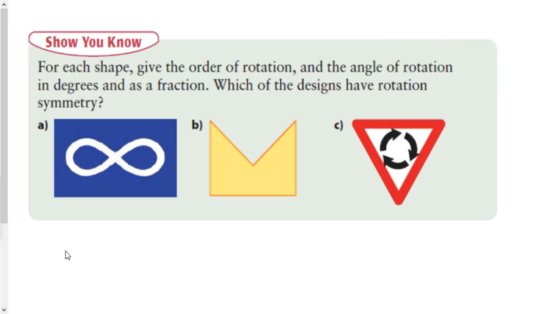Okay, we're starting section 1.2 on rotational symmetry. And our exemplars for this chapter says for each shape give the order of rotation and the angle of rotation in degrees and as a fraction, and which of the designs have rotational symmetry.